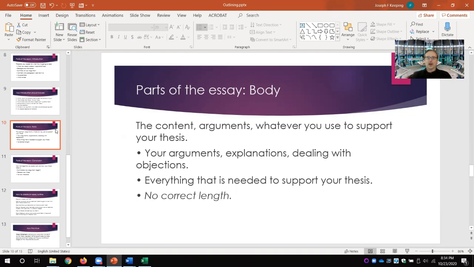Each one of your paragraphs, the correct length is however long it needs to be in order to develop the point that you're making in a way that's sufficiently clear that the reader can understand it and hopefully find it compelling.